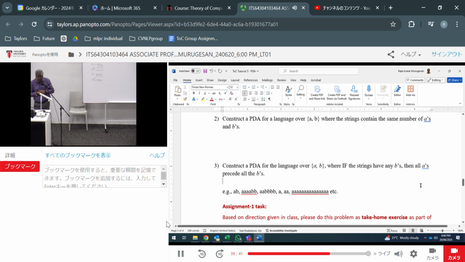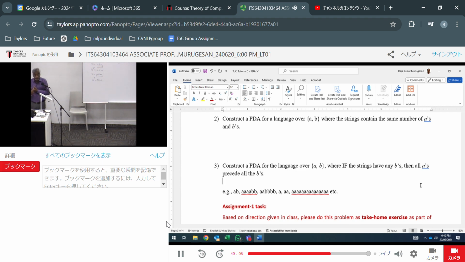So it means if the string has any B's, meaning one or two B's, not that B, honeybee, no, this is alphabet B, one or more B's, then all the A's should precede all the B's. I know some of you will have problems with precede and succeed. Precede means to appear before.